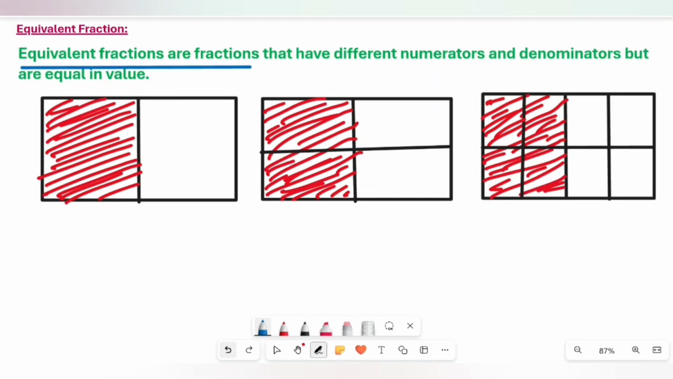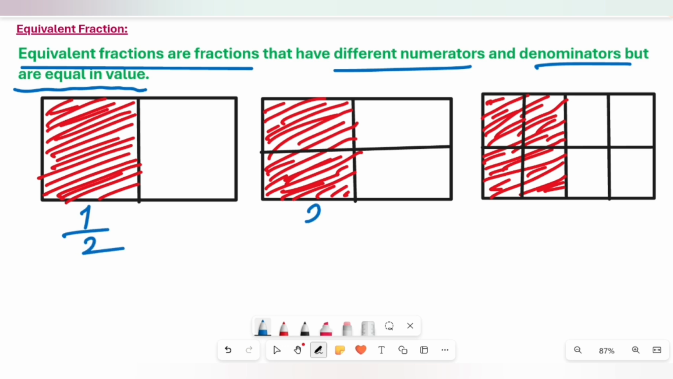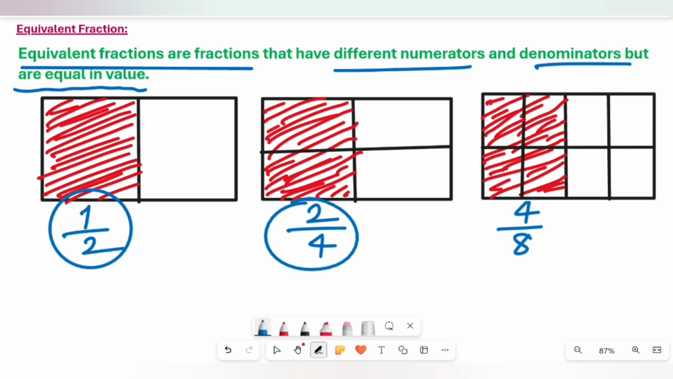Equivalent fractions are fractions that have different numerators and different denominators but are equal in value. This part is very important. Here in figure 1, one part is shaded out of 2, in figure 2, two parts are shaded out of 4, and in figure 3, 4 parts are shaded out of 8. In all three, the fractions appear to be different but their values are equal. That can be seen in the shaded figures. All the shaded parts are the same.